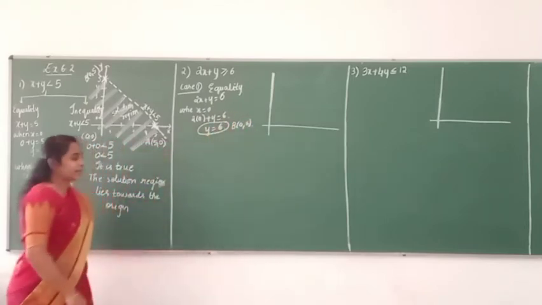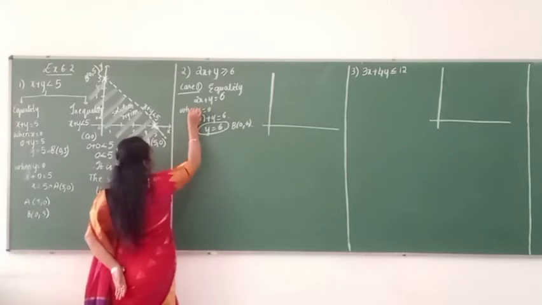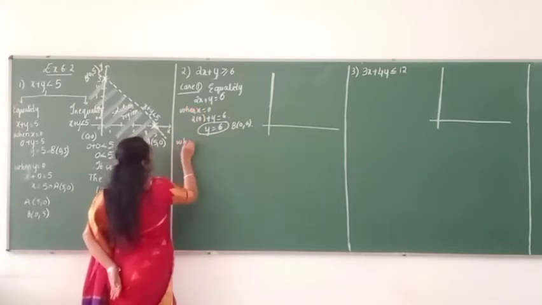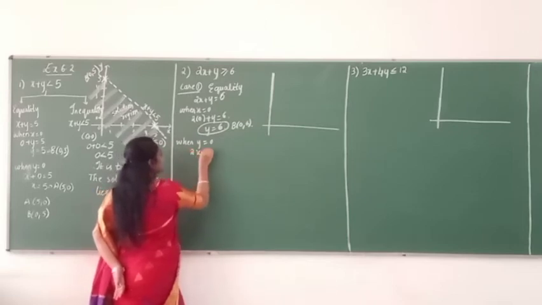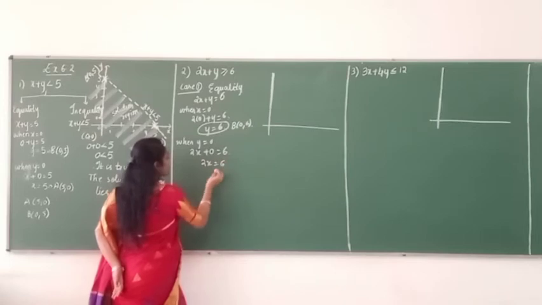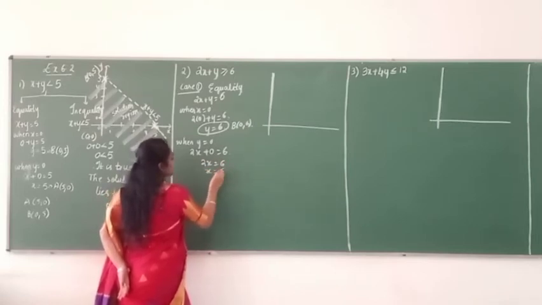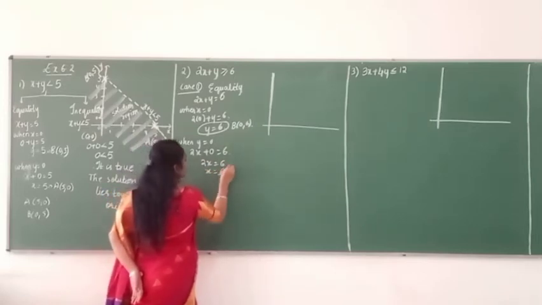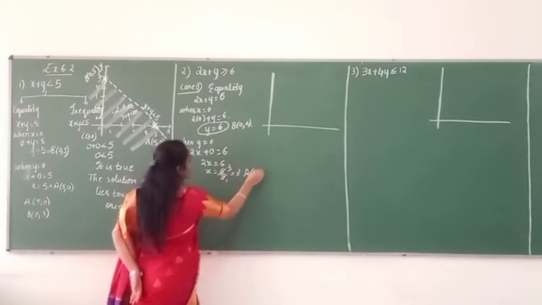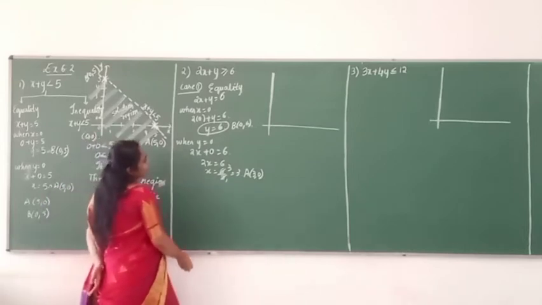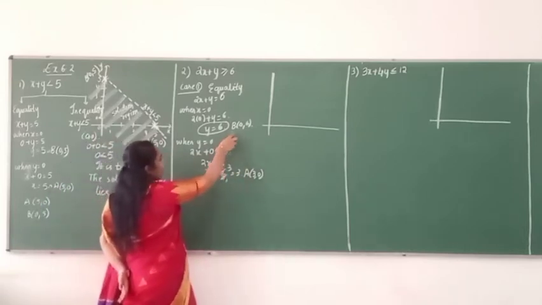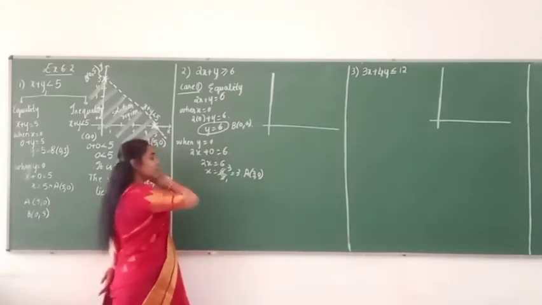Hope you are understanding. Next one, when y is equal to 0, it will be 2 into x plus 0 is equal to 6, where 2x is equal to 6 and x is equal to 6 by 2. 2 threes are 6, which is nothing but 3, and your A point is 3 comma 0. Is it clear? So we have the points A is 3 comma 0 and B is 0 comma 6.